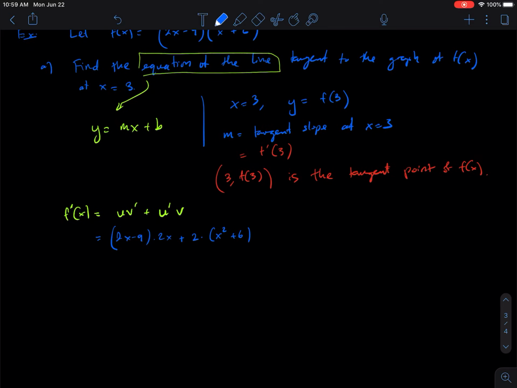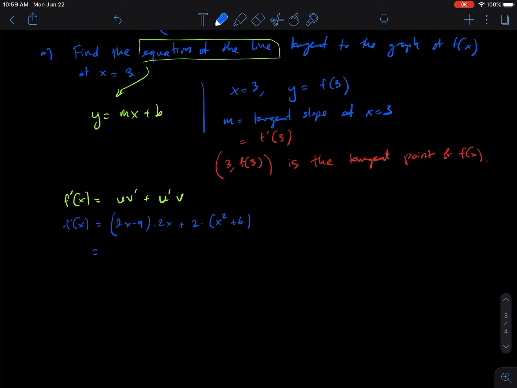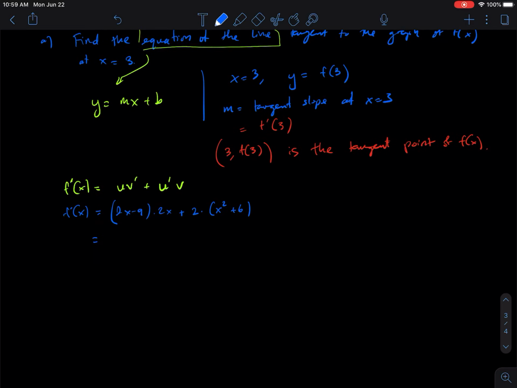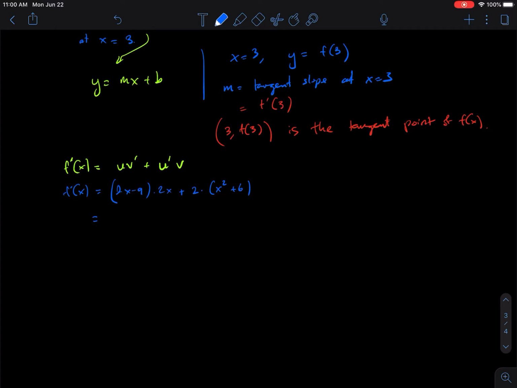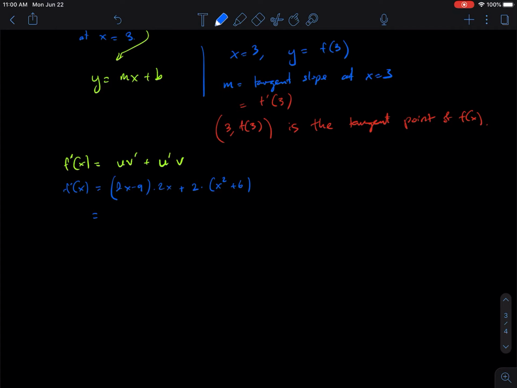And then we probably want to simplify this as well, so we can do the next step. Multiply this out. I don't know what we can really factor out here, there isn't much factor besides 2. I'm going to go ahead and simplify this. So 4x squared minus 18x plus 2x squared plus 12. So that's 6x squared minus 18x plus 12, our derivative.